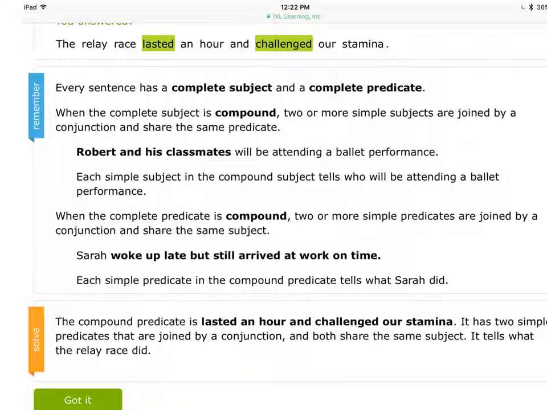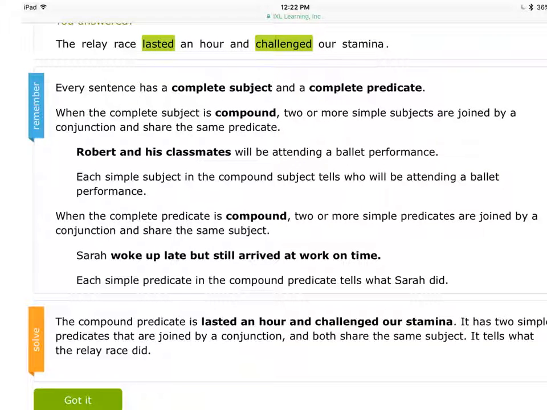Starting right up here. So every sentence has a complete subject and a complete predicate. When the complete subject is compound, two or more simple subjects are joined by a conjunction and share the same predicate. Robert and his classmates will be attending the ballet performance. Each simple subject in the compound subject tells who will be attending a ballet performance.